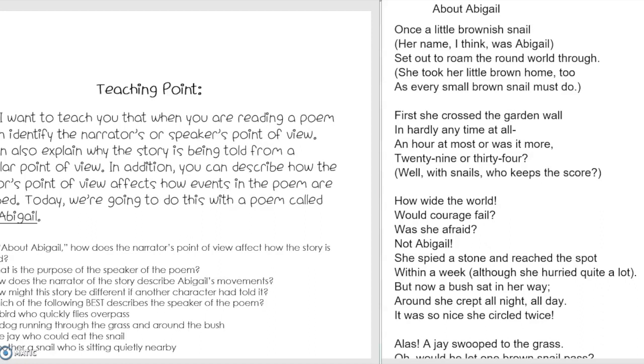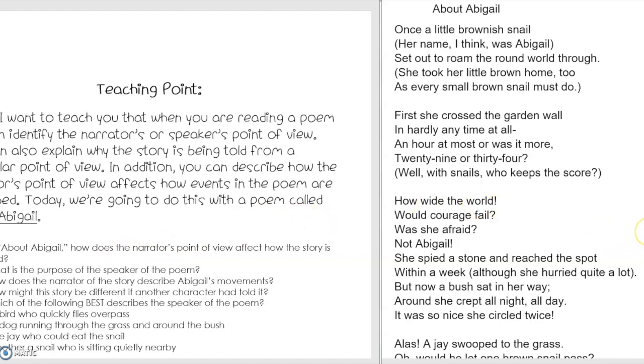Okay, readers, today I want to teach you that when you are reading a poem, you can identify the narrator's or speaker's point of view. You can also explain why the story is being told from a particular point of view, and you can describe how the narrator's point of view affects how events in the poem are described. Today, we're going to do this with a poem called About Abigail. And then I have a list of questions here that we're going to go through and answer together.